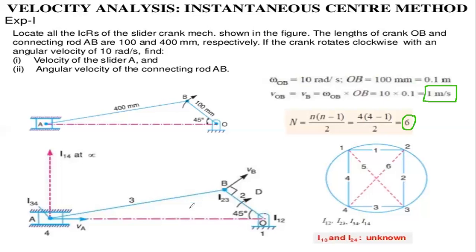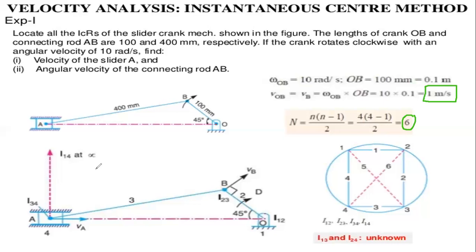Then we have to draw the instantaneous centers for the locations. Already we have 4 links. The first is the fixed link, O. The second is the crank, OB. AB is the third link, the connecting rod. And the fourth link is A, the slider. So these are the 4 links in the slider crank mechanism.